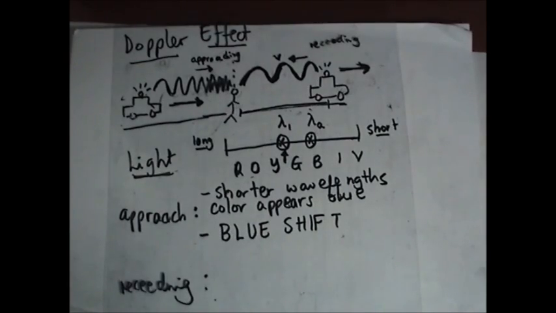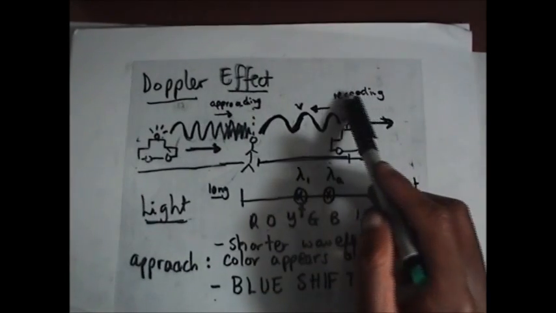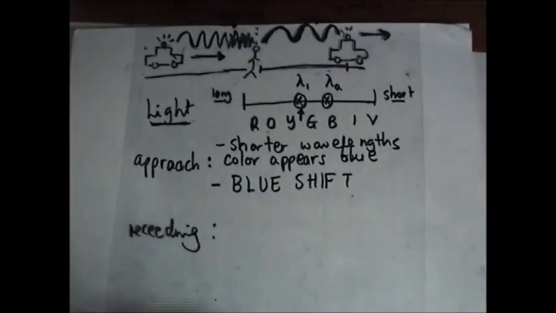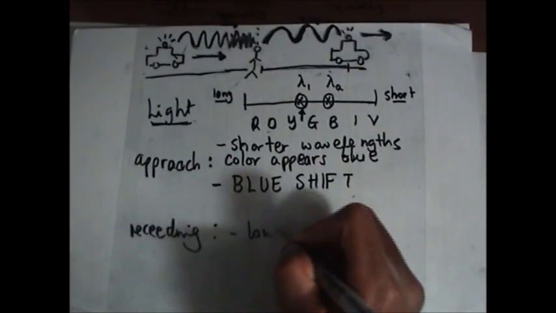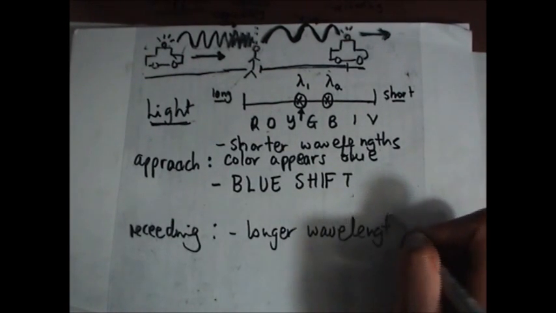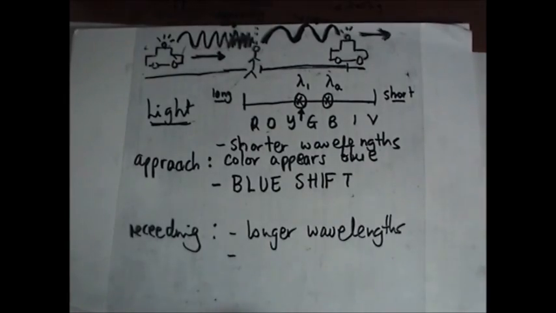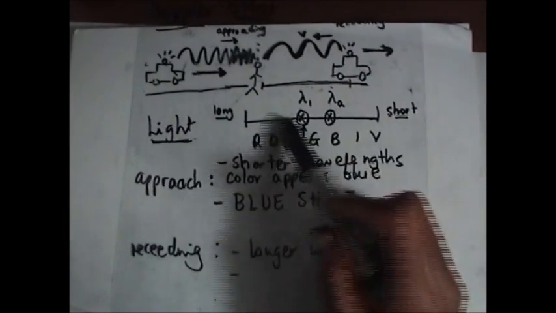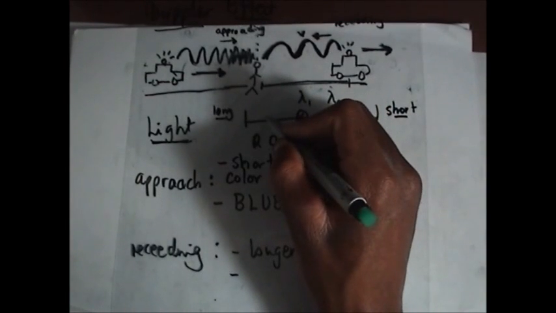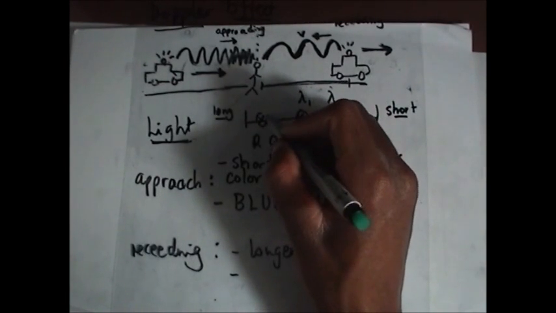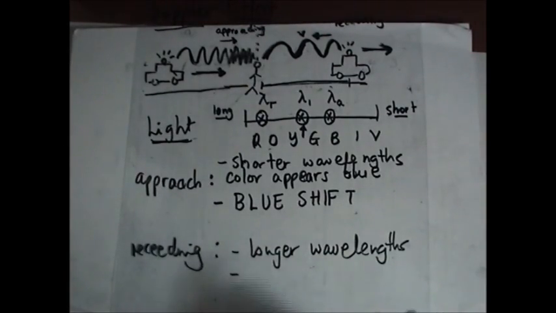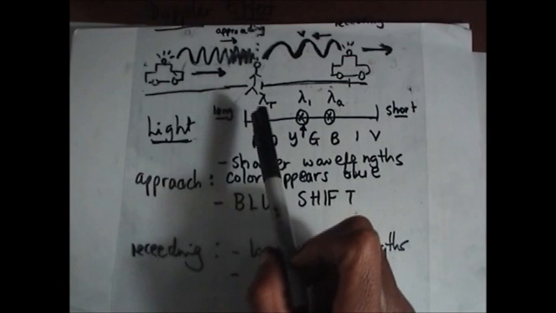On receding, this is the situation. Receding, it's going away. We are experiencing longer wavelengths. So on receding, we have longer wavelengths. What does that mean now on our electromagnetic spectrum? It means we are now experiencing maybe a color like this, a wavelength like that. So I'm going to call that lambda r, which is lambda for recession, when it's receding.